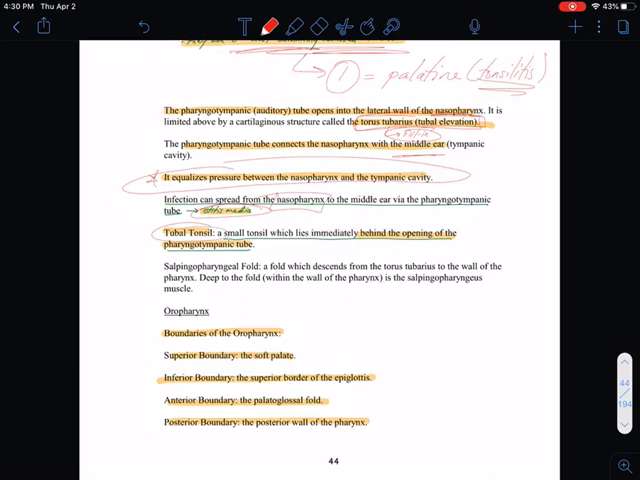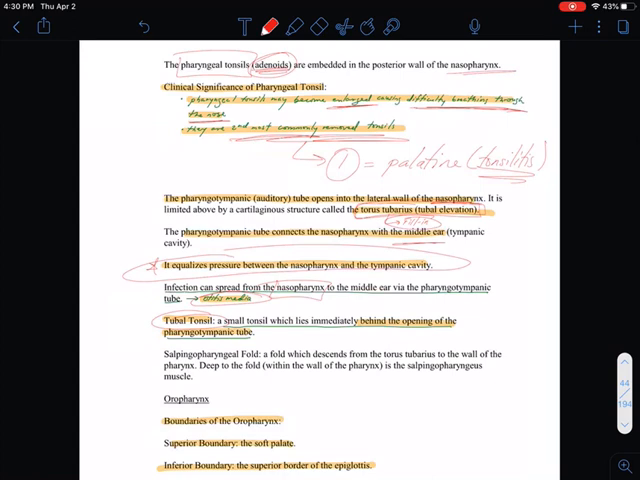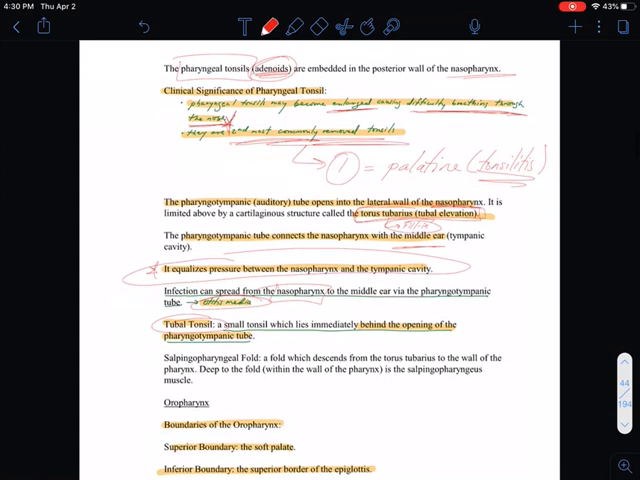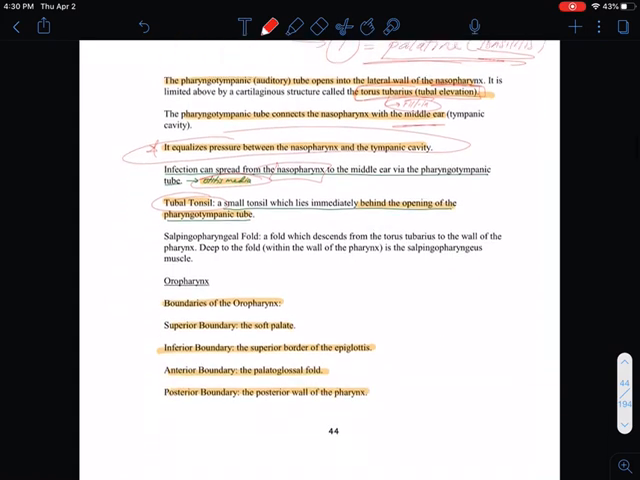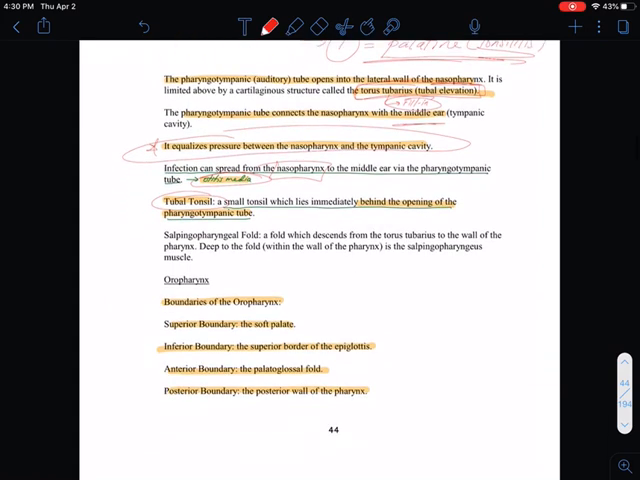Tubal tonsils, again, another set of tonsils. I'll say it again, make sure you know your tonsils. You do not want to miss a question about tonsils because you're all jumbled about which ones are which. Pharyngeal tonsils, those are your adenoids. They're most commonly removed, or secondly most commonly removed. And again, palatine are your first. Those ones are associated with tonsillitis. Tubal tonsils are just straight up small tonsils. They lie immediately behind the pharyngotympanic tube. So tubal, think pharyngotympanic tube. Don't think about infection.